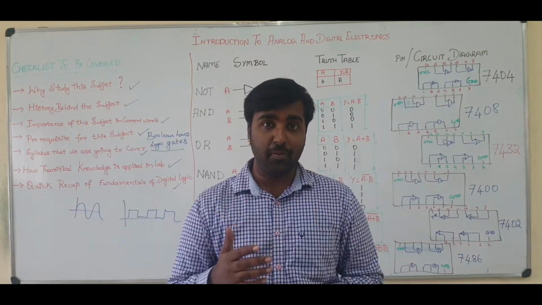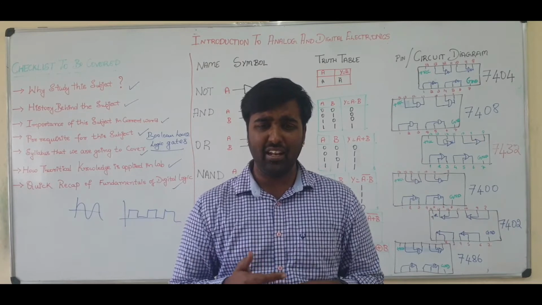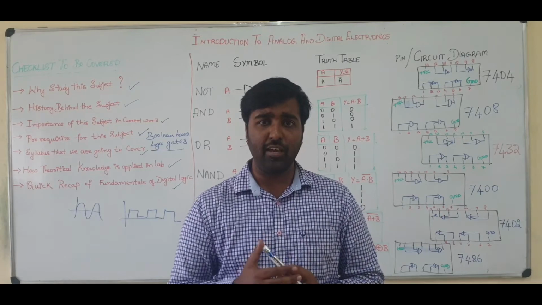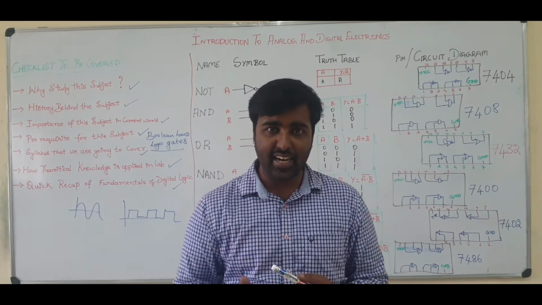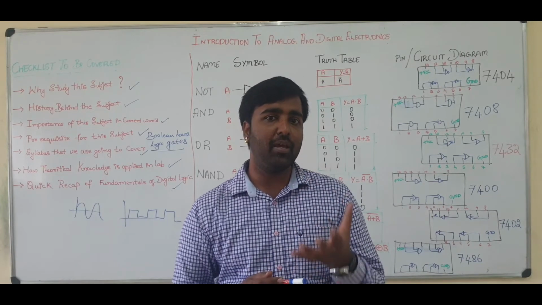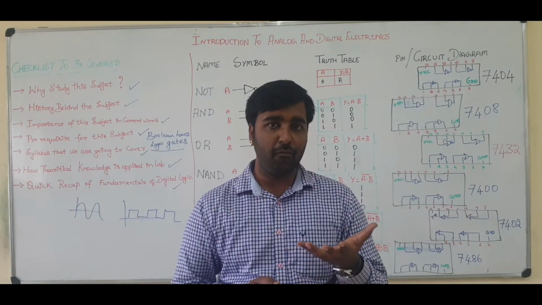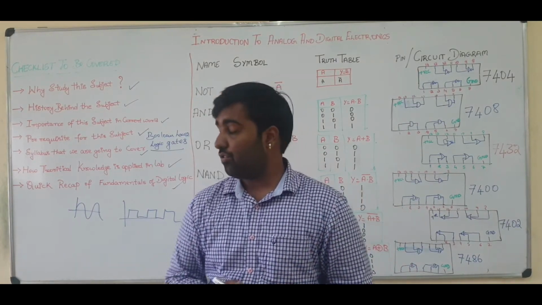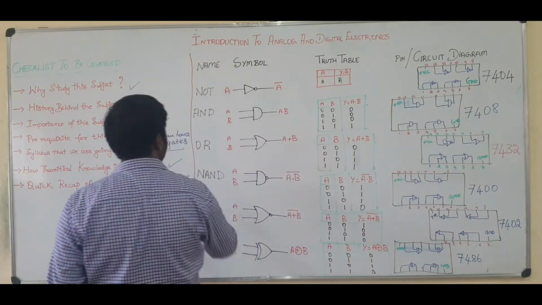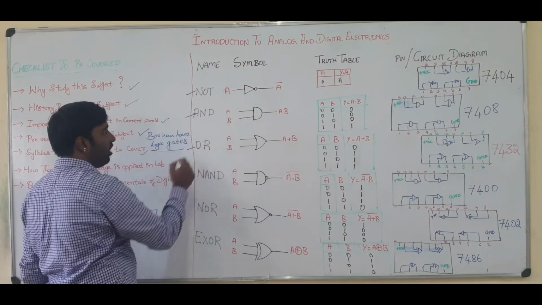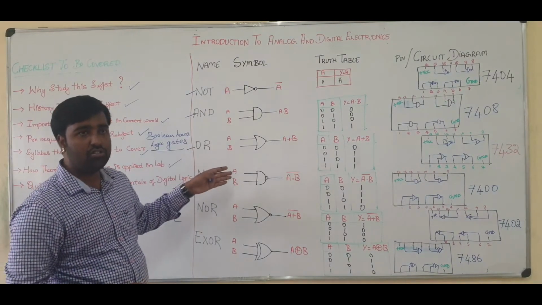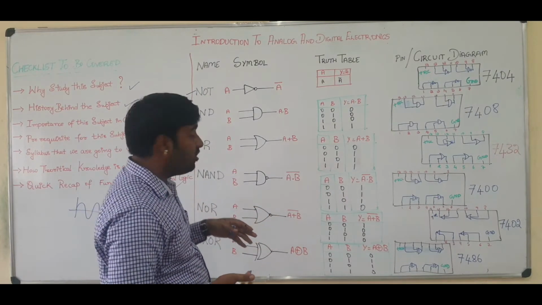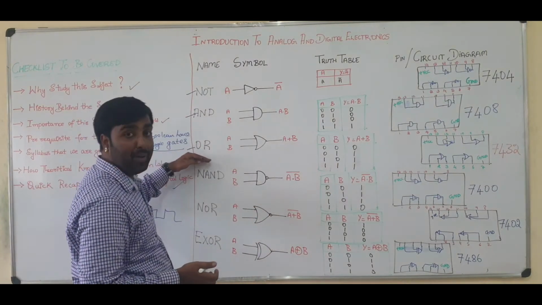Your logic gates consist of two types. One is basic gates and the second is derived gates. So what do you mean by basic gates? The gates which are used to derive n number of other gates, we call them basic gates. For example, for basic gates we have AND, OR and NOT. These three gates can also be called circuits. So these three gates are called basic gates.